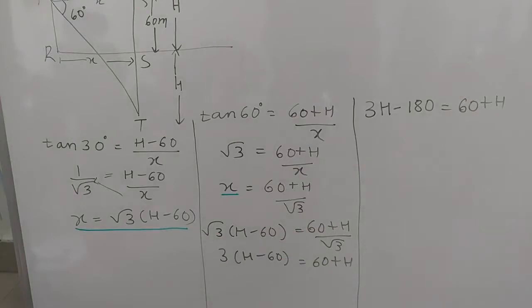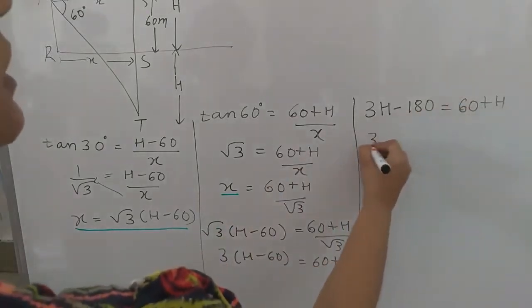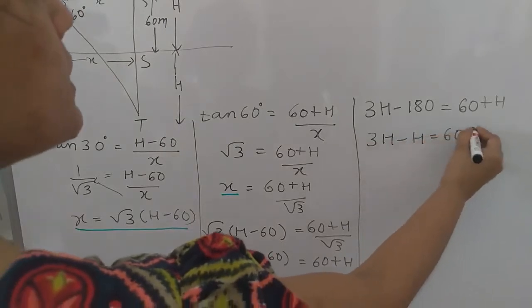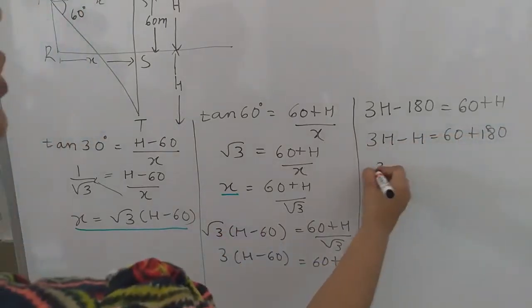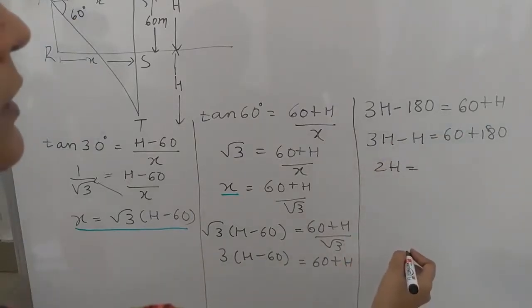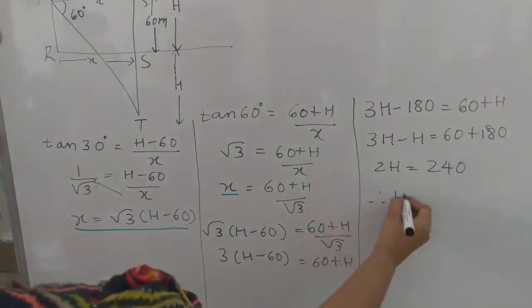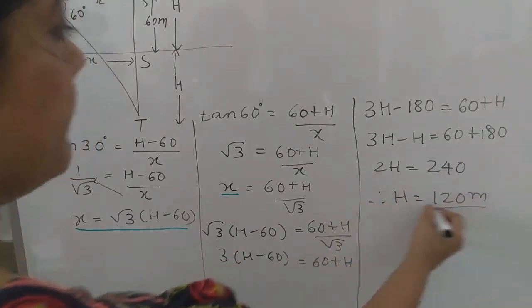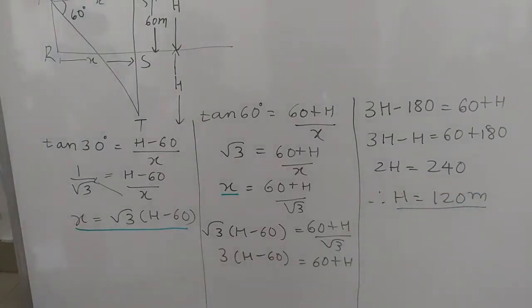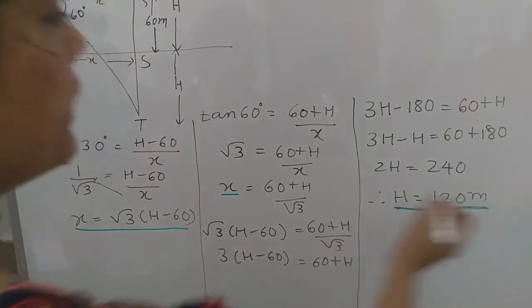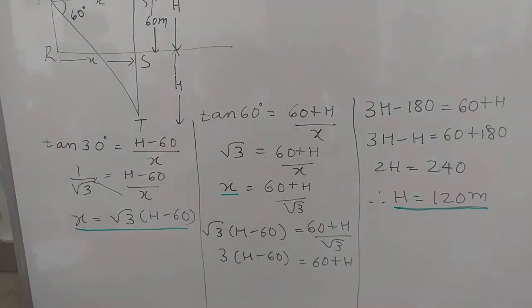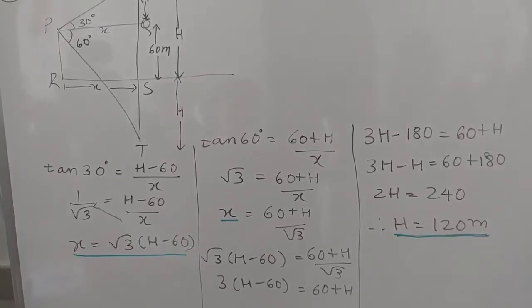Now next step, I take this H here. So 3H minus H is equal to 60 plus 180. Solving like an equation only, this is 2H and this is 240 here. So H value is equal to 120 meter. So you can say by division only H is equal to 120 meter. This is our final answer. What they asked in the question is the height of the cloud, and the height of the cloud we are given as H. So we have completed our 25th question, answer 120 meter.